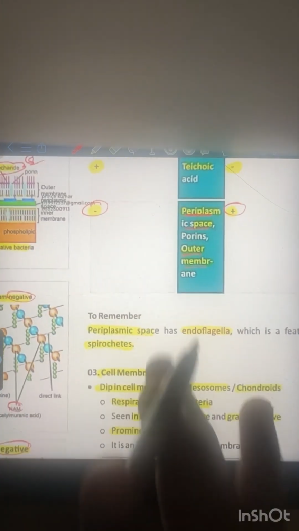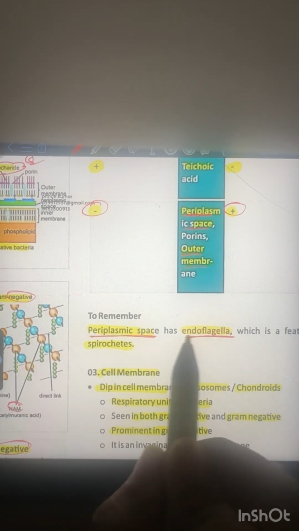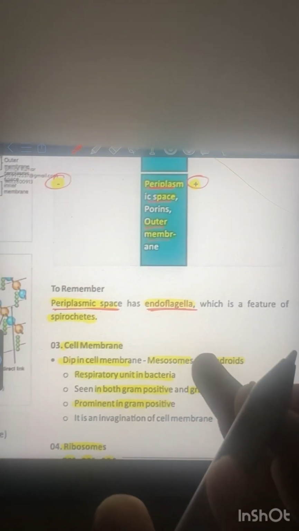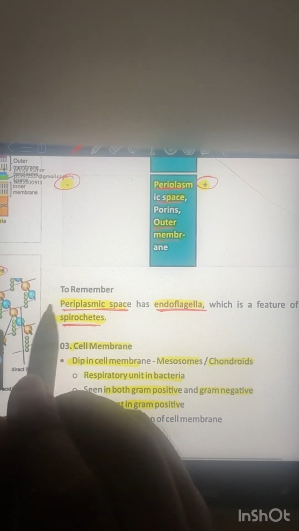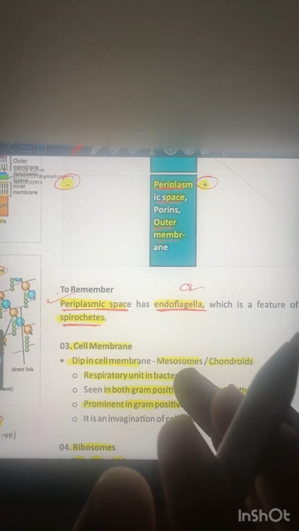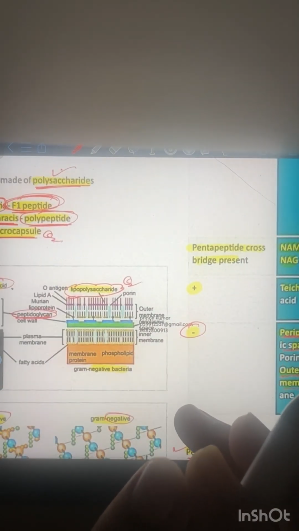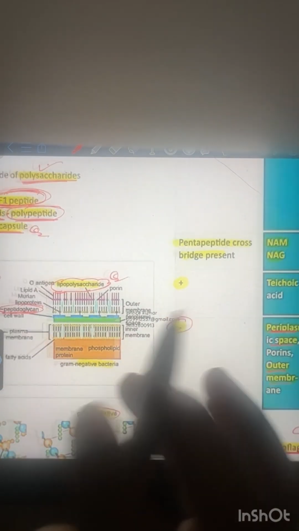Periplasmic space has something hiding inside it. That is endoflagella. And endoflagella is a feature of which bacteria? It's a feature of spirochetes. Endoflagella means the flagella will be hiding here only. It will not be coming out of the bacteria like this. It will be hiding inside. That endoflagella feature of periplasmic space is what you see with spirochetes. Very, very important. So this is your entire bacterial anatomy that you had to know.